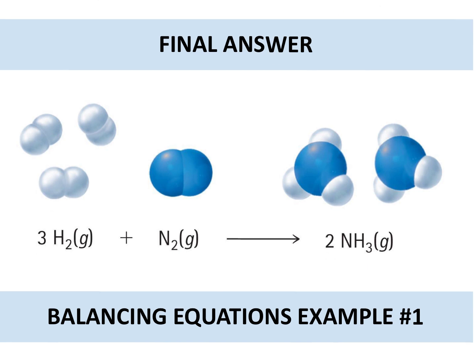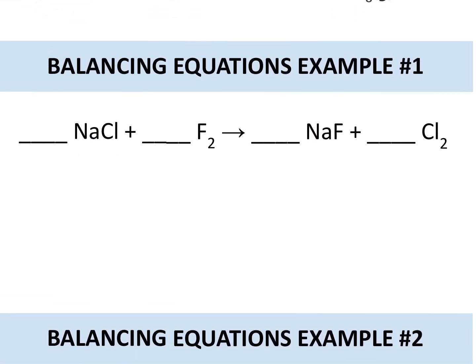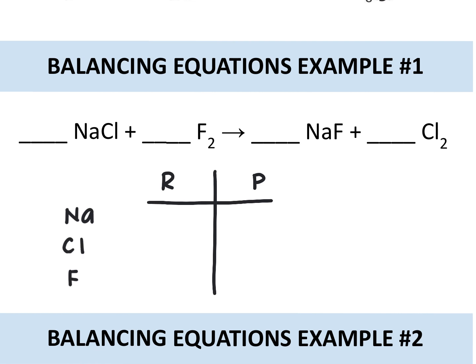So let's try another one together, and then you will try a few on your own. So same process as before, we're going to make our table. So I'm just going to simplify reactants and products to R and P. Okay, I'm going to start with Na, Cl, and F. So starting with my Na, on the reactant side, I have 1, and on the product side, I have 1. So perfect, that means I am currently balanced.